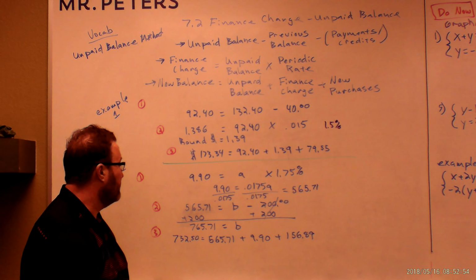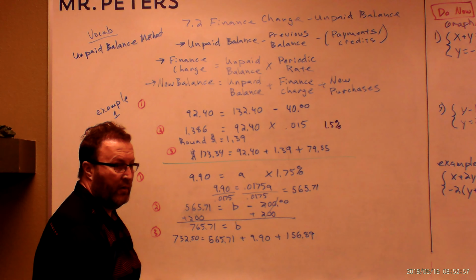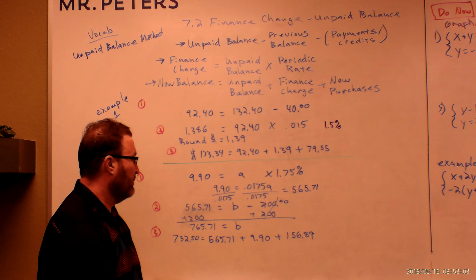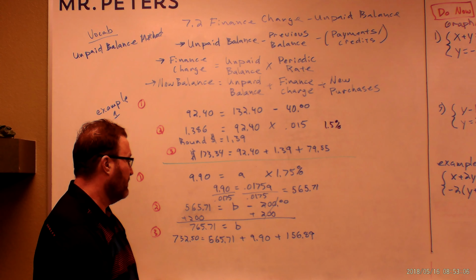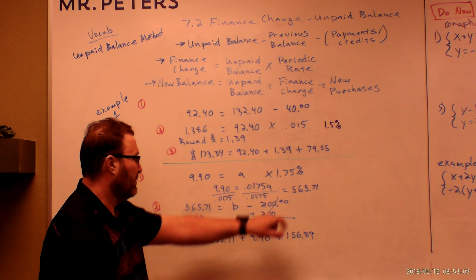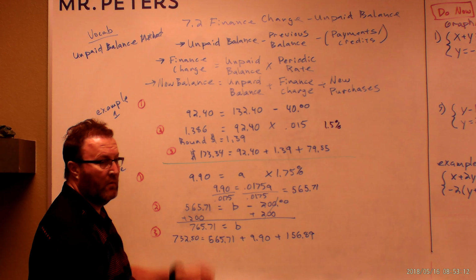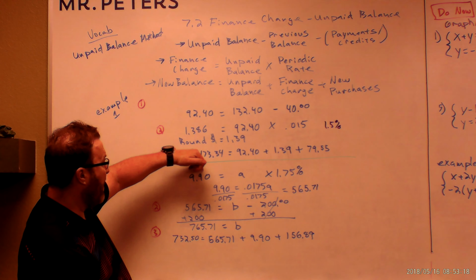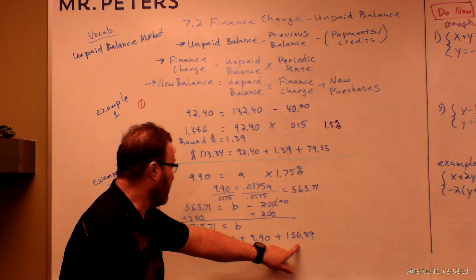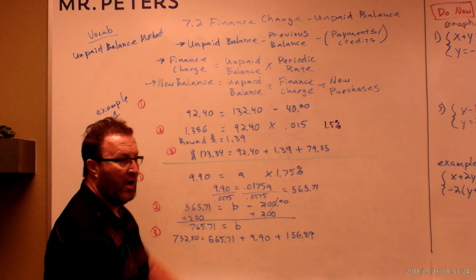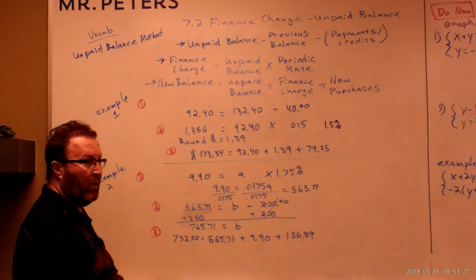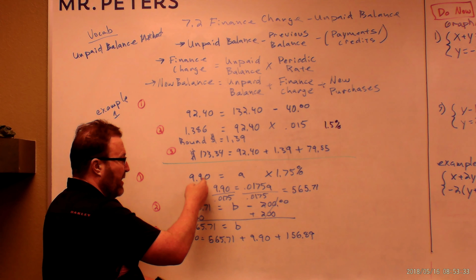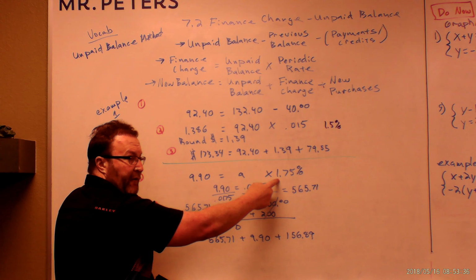Roy Nelson's charge account uses the unpaid balance method to compute the finance charge at a monthly periodic rate of 1.75%. During the month, he charged $156.89, made a $200 payment, and had a $9.90 finance charge. Find his unpaid balance, previous balance, and new balance. Okay, so we have a finance charge. It told us what the purchases were, and it told us what the payment was. So basically all we're doing is doing this example backwards. We figured out the $1.39 before, so there's our answer. That's how we know it's an algebra problem. We don't know what the amount is, but we know what the finance charge is.